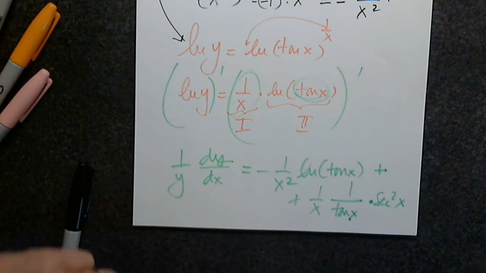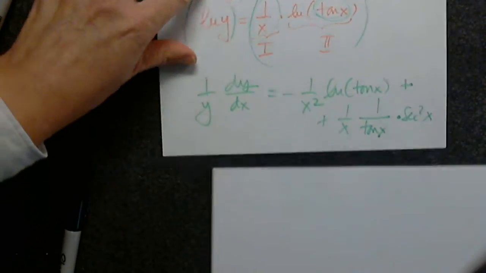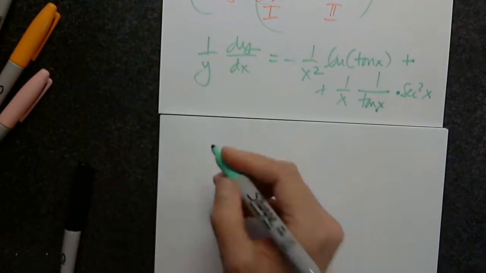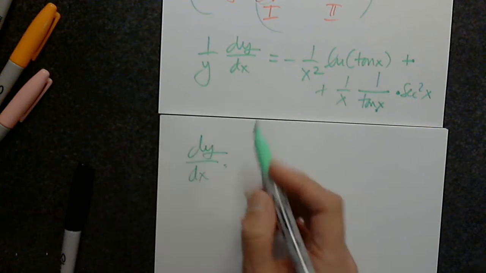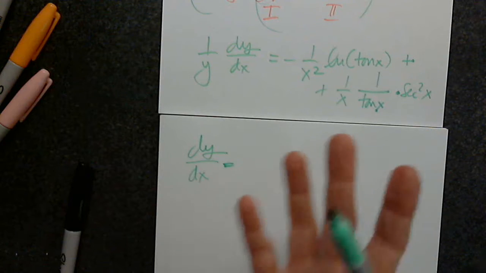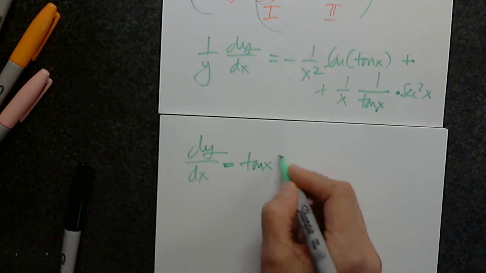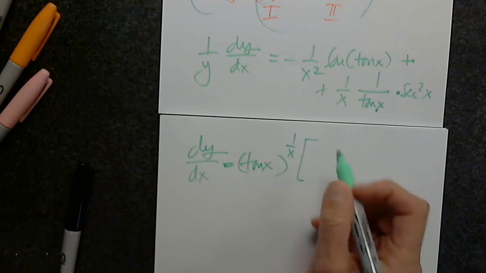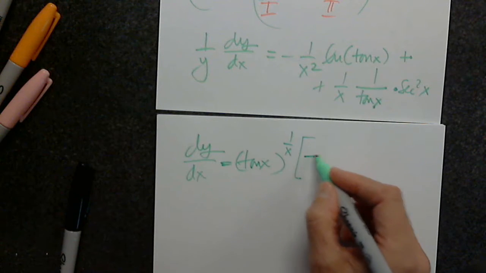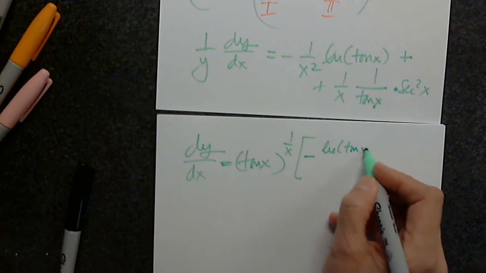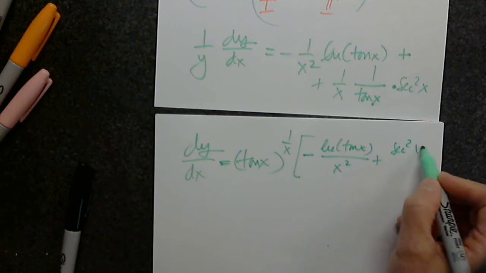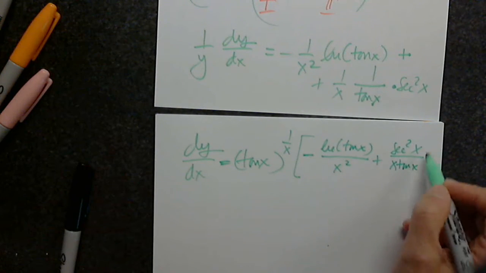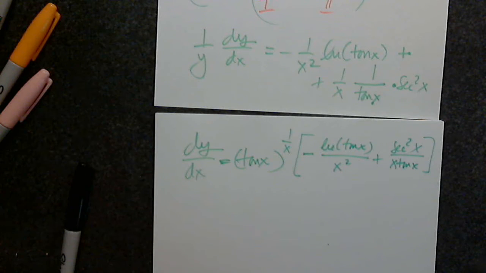Better? Perfect. I simplified it a little bit. I'm fine if you don't. But you have to write dy over dx. You have to multiply both sides by y. And we prefer the original y, which is tangent x raised to 1 over x. Then this is negative natural log tangent x over x squared plus secant squared over x tangent x. So I'm fine with that.